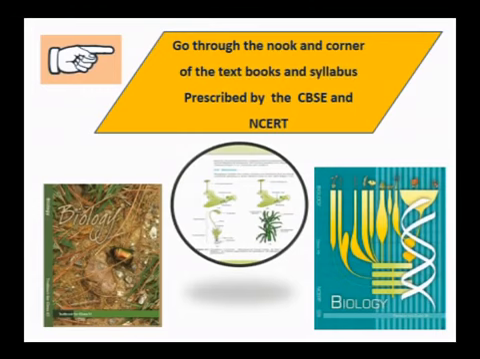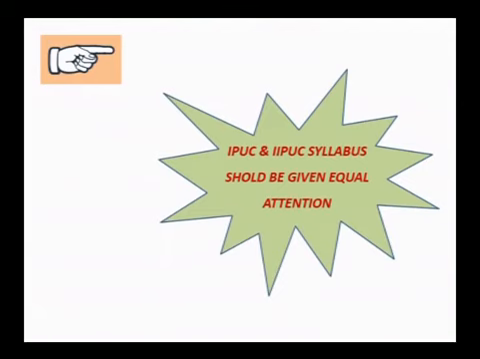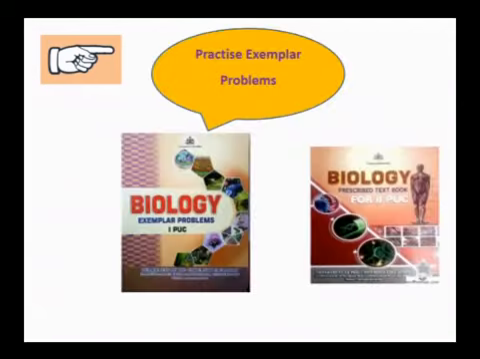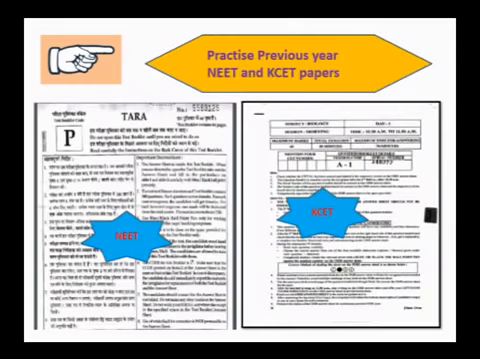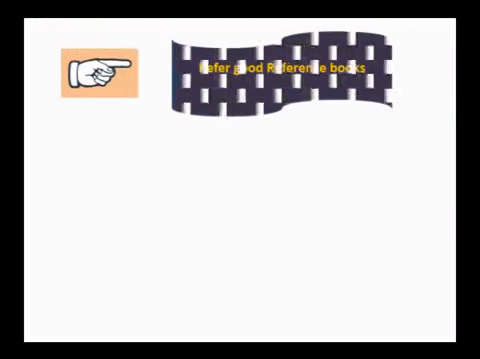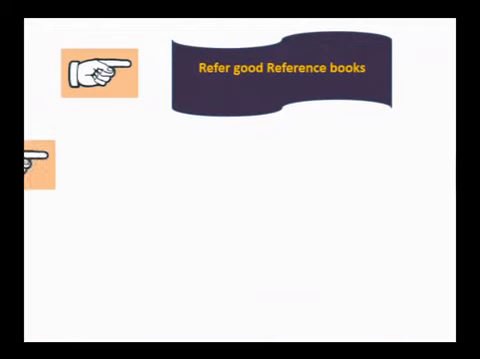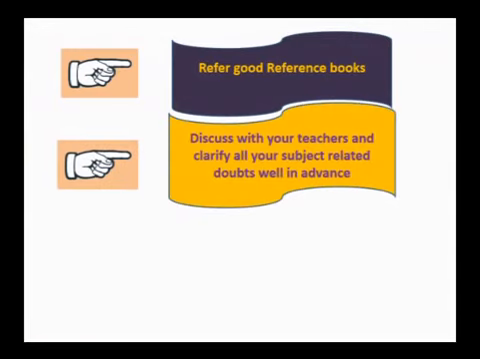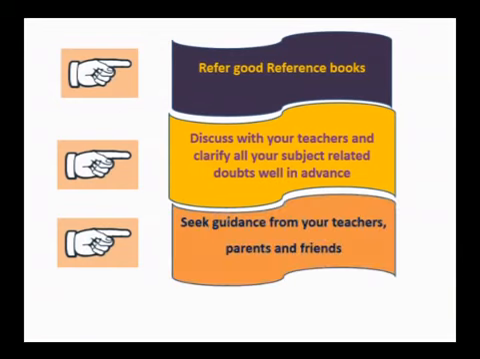You need to look at both first year and second year. First PUC and second PU syllabus should be given equal attention. Practice exemplar problems. Practice previous year NEET and KCET papers. Refer to good reference books. Discuss with your teachers and clarify all subject related doubts well in advance. Seek guidance from your teachers, parents and friends.